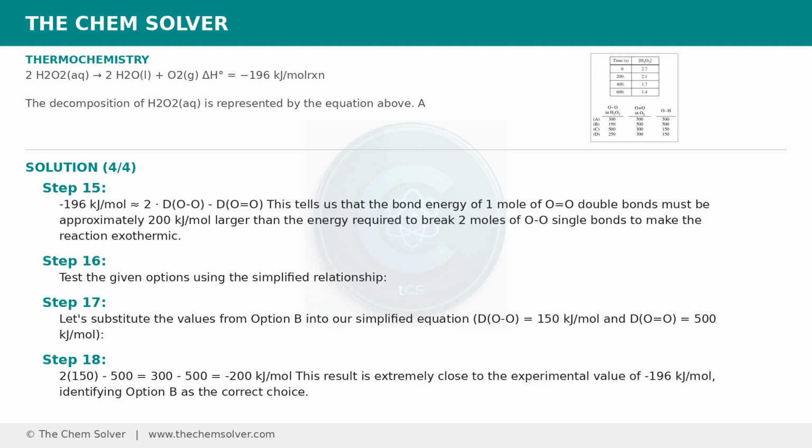Test the given options using the simplified relationship. Let's substitute the values from option B into our simplified equation. D(OO) equals 150 kilojoules per mole and D(O=O) equals 500 kilojoules per mole. 2 times 150 is 300. 300 minus 500 is equal to minus 200 kilojoules per mole. This result is extremely close to the experimental value of minus 196 kilojoules per mole, identifying option B as the correct choice.